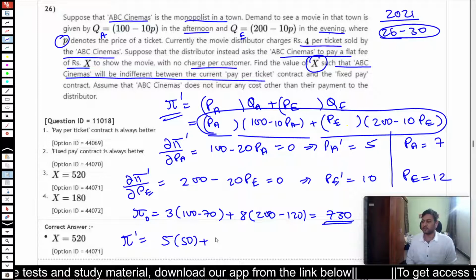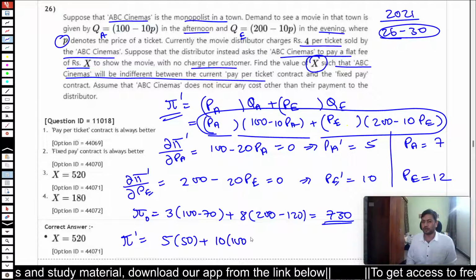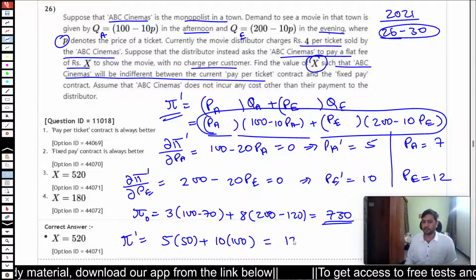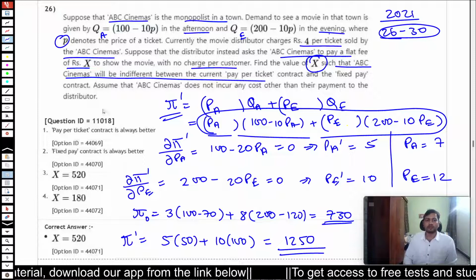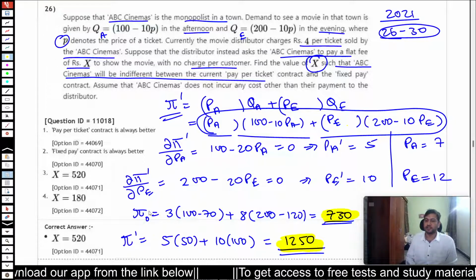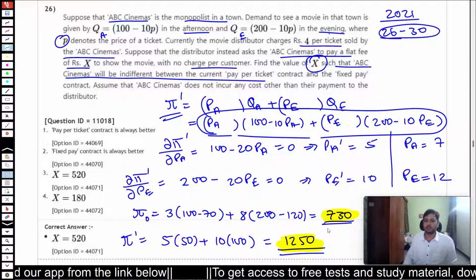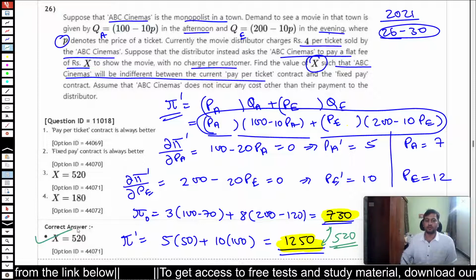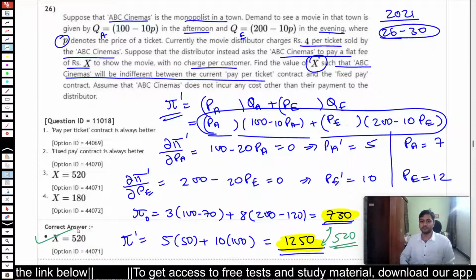So 5 into 50 plus 10 into 100. So that becomes equal to 1250. So what is the difference between these two? So 1250 minus 730. So the difference is 520. So that is your answer. Okay.